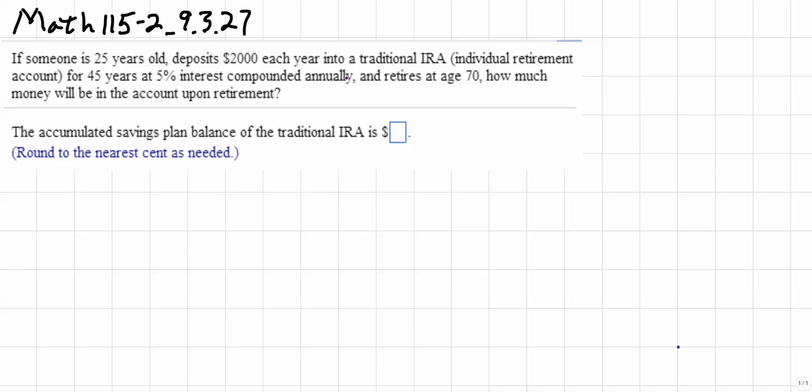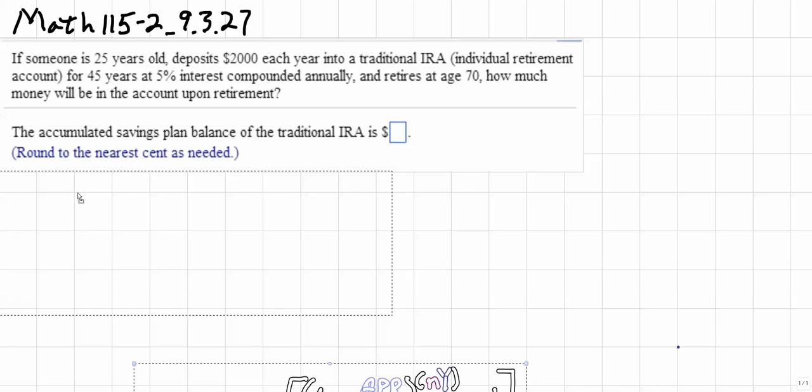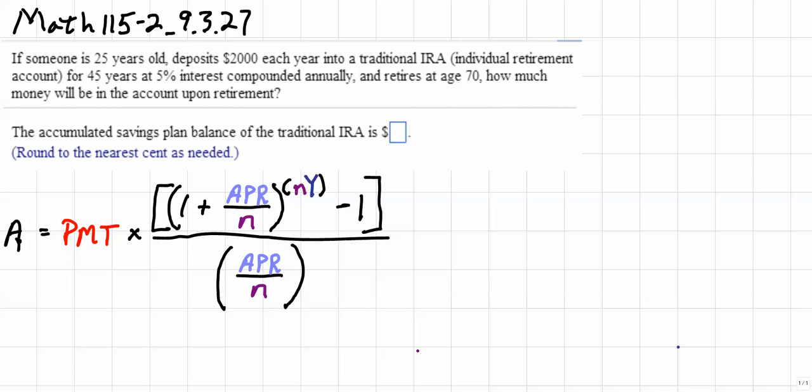So the first thing to do is to have a formula. We need the formula in order to be able to input our values and determine what the accumulated amount is. And here's the formula. A, which is accumulated amount, is equal to PMT, which is your annual payment, times the quantity 1 plus APR over N, where APR is your percentage rate as a decimal. N is the number of payments per year. That is going to be raised to N times Y, where N, once again, is the number of payments per year, and Y is the number of years. And then we'll subtract 1, and we'll divide that entire amount by the APR divided by N.